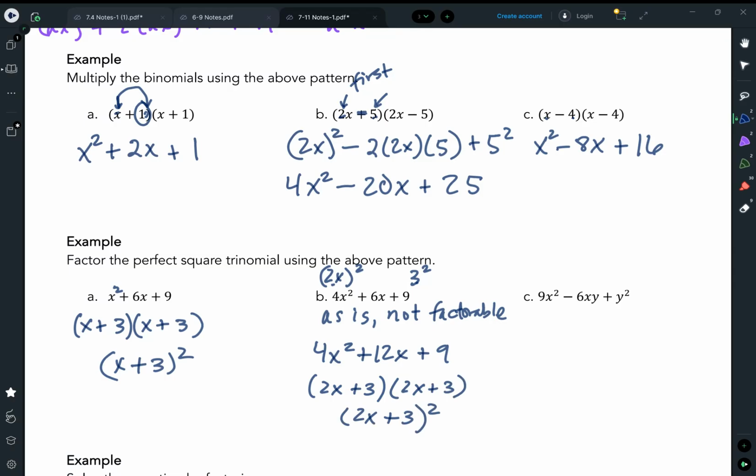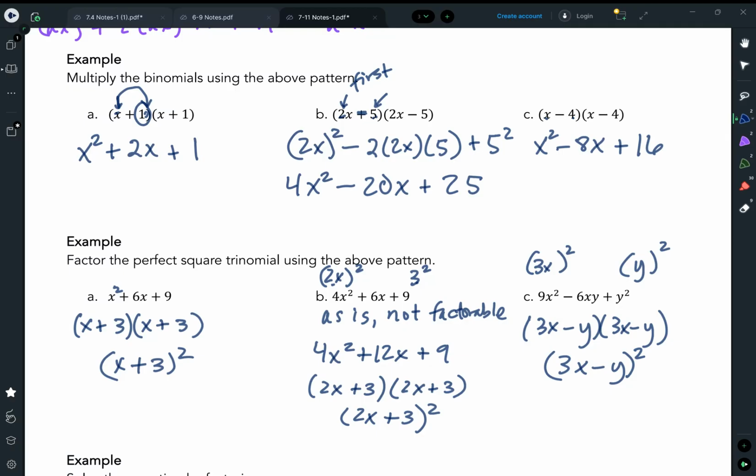All right, on the last one, let's see what we got here. So 9x squared would be the quantity 3x squared. And then over here, we just have a y squared. And then let's check our middle term. 3x times y is a 3xy, doubled is 6xy. So this one's perfect. So 3x in both of them, minus signs in both of them, minus y, and I could write that as the quantity 3x minus y squared. We really want you to write it as a squared quantity, if that's possible.